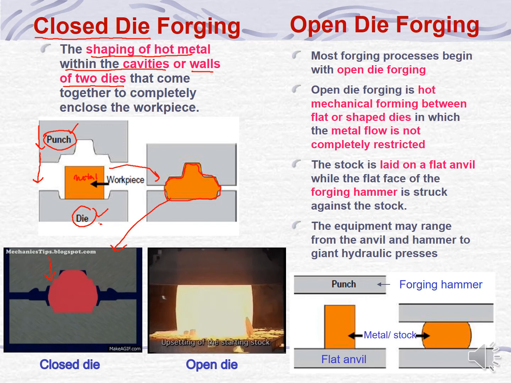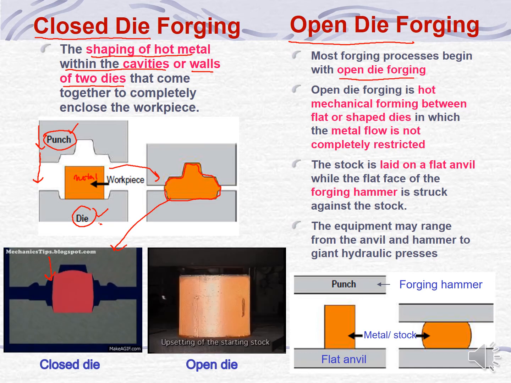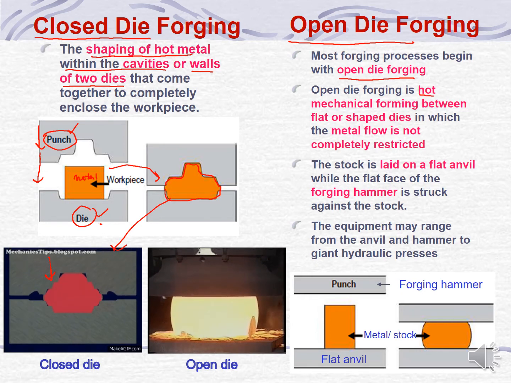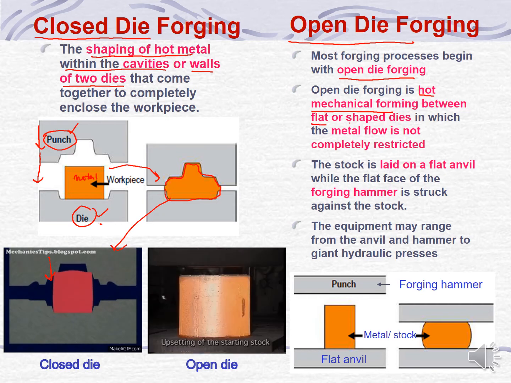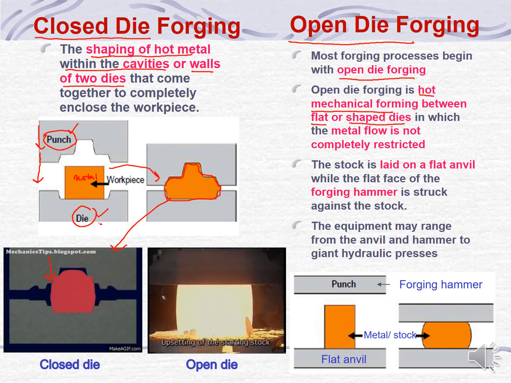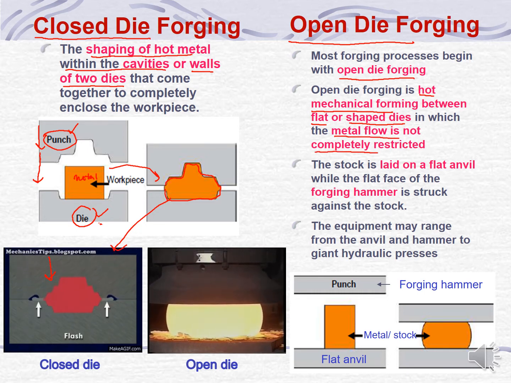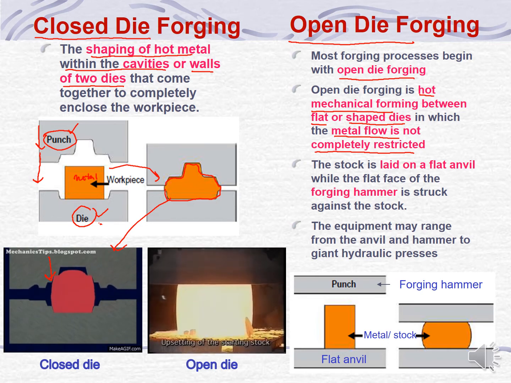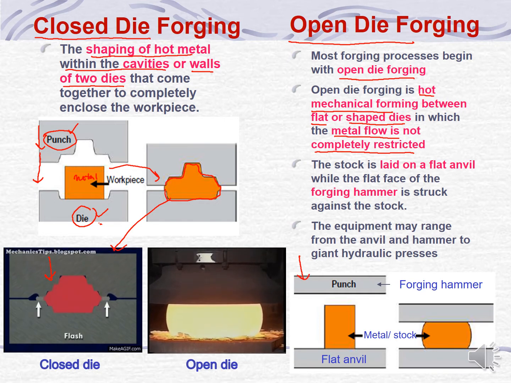Okay, how about the open die forging? Most forging processes begin with this open die forging. Okay, open die forging is hot, mechanical forming between flat or shaped dies, in which the metal flow is not completely restricted. For this open die forging, we need to have a punch and flat anvil.